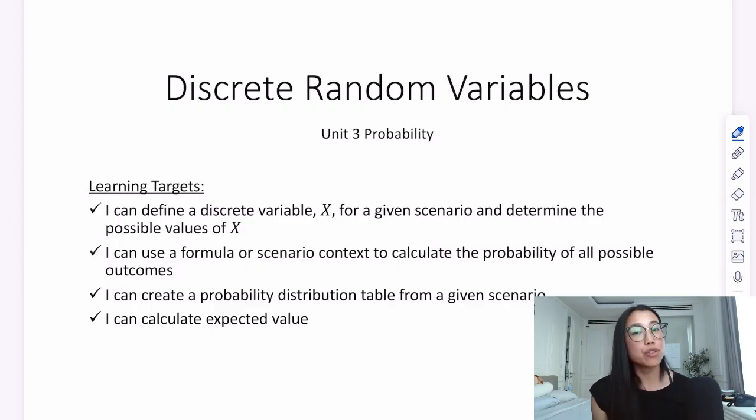Secondly, can you use a formula or scenario to calculate the probability of all the possible outcomes? And can you create a probability distribution table from a given scenario? In the second video, we're going to come back and look at what expected value is. So let's jump right in.